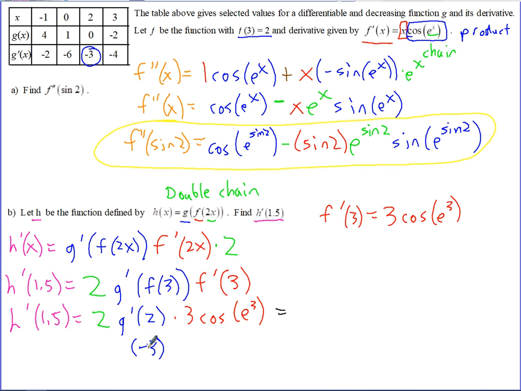So we'll have 2 times negative 3 is negative 6 times 3, negative 18 out in front. And then we still have cosine of e cubed. That would be our answer for part B for h prime of 1.5. Again, it's just a constant, just like part A. It just looks a little weird because we get cosine of e cubed, but that's just a constant.